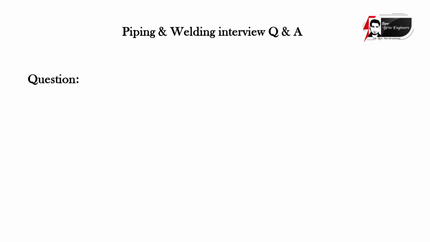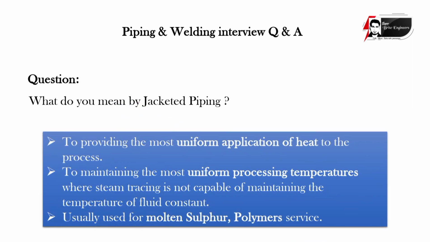What do you mean by jacketed piping? It provides the most uniform application of heat to the process, to maintain uniform process temperatures where steam tracing is not capable of maintaining the temperature of the fluid constant. It is usually used for molten sulfur and polymer service.